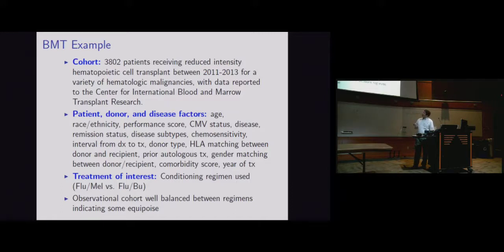What we are going to focus on as our treatment of interest here is the conditioning regimen used, either fludarabine and melphalan or fludarabine and busulfan. And these are all the patient, donor, and disease characteristics that we want to use to figure out which of them should be getting Flu-Mel or which of them should be getting Flu-Bu in order to optimize their outcome and get an ITR. It turns out this observational cohort was actually pretty well balanced between these two regimens across all these different characteristics. So there does seem to be some equipoise by the clinicians, at least, in terms of which one they should be giving.